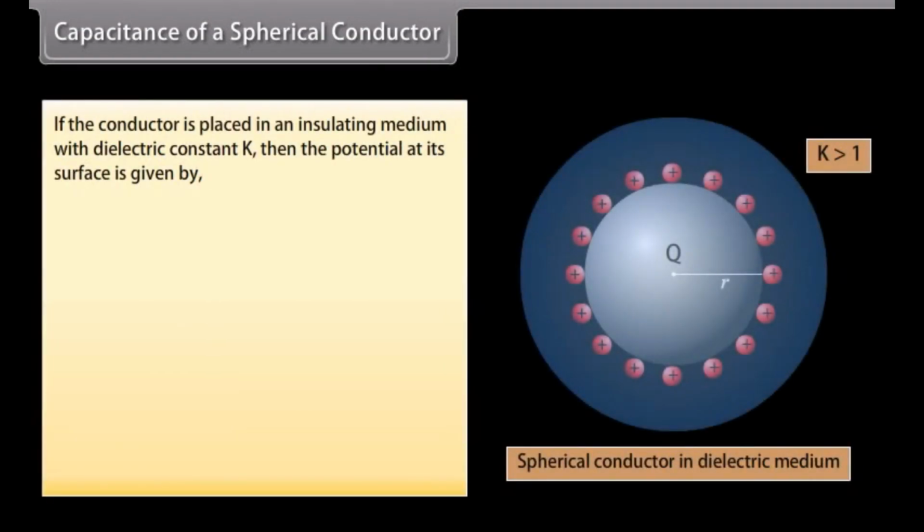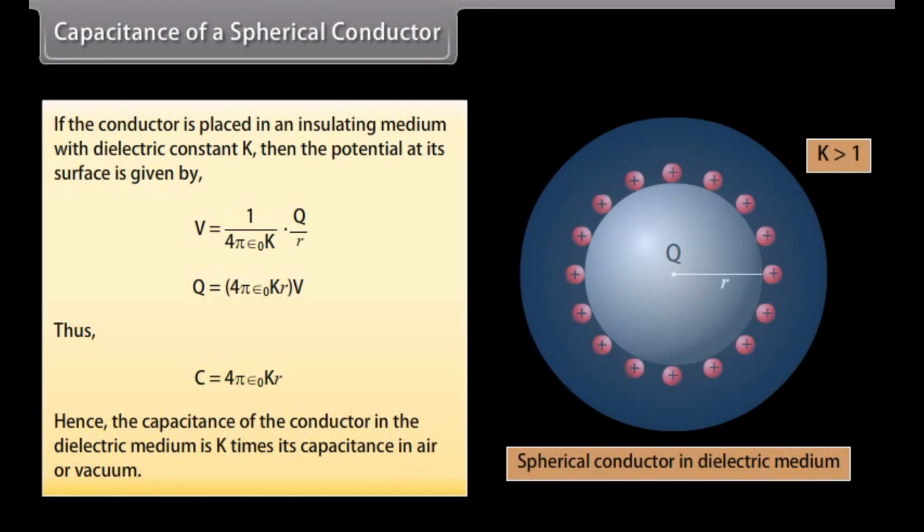If the conductor is placed in an insulating medium with dielectric constant K, then the potential at its surface is given by V is equal to 1 upon 4 pi epsilon not K multiplied by Q upon R. It can also be written as Q is equal to the product of 4 pi epsilon not K, R and V. Thus, C is equal to 4 pi epsilon not K R. Hence, the capacitance of the conductor in the dielectric medium is K times its capacitance in air or vacuum.